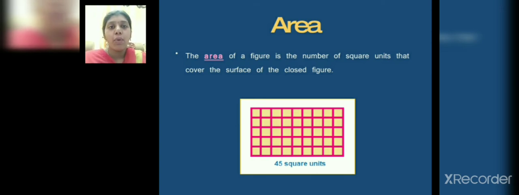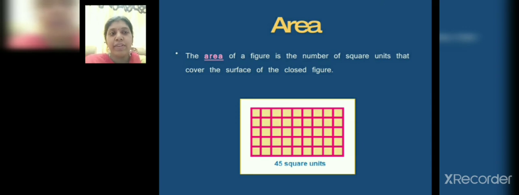So how can we find the area when a figure is given? Area means it is the number of square units. So now you will count the number of squares given in the figure. You have to count the number of squares and write that area is the amount of surface enclosed by the closed figure, how much space the given figure is occupying. That is called the area.